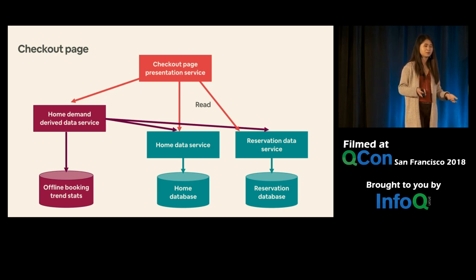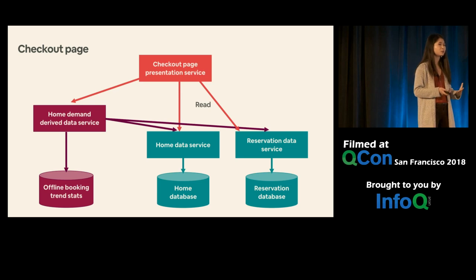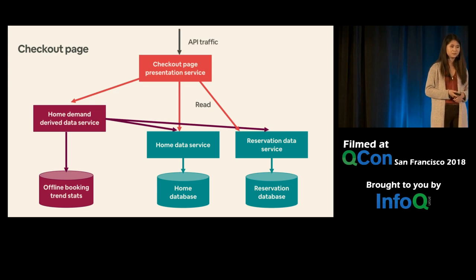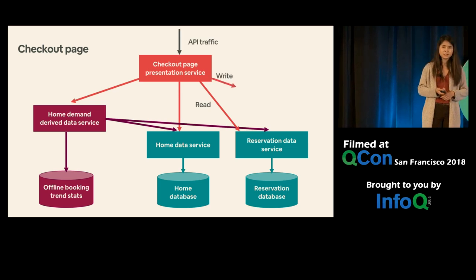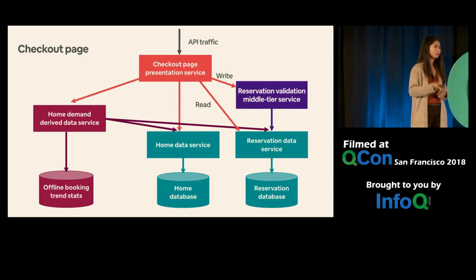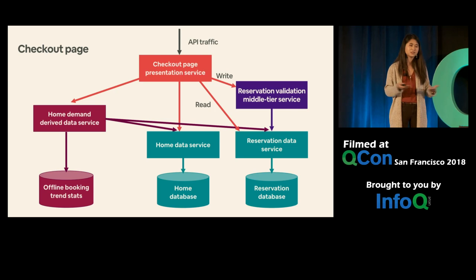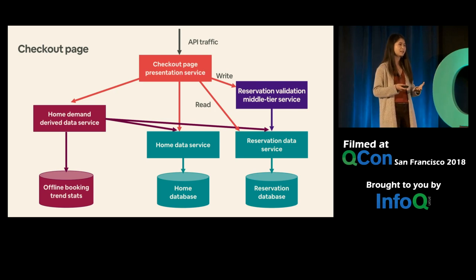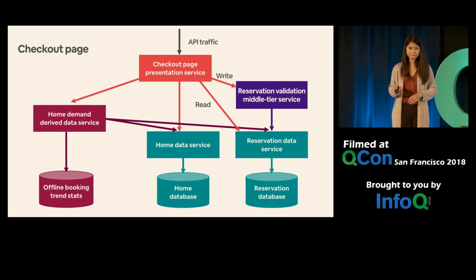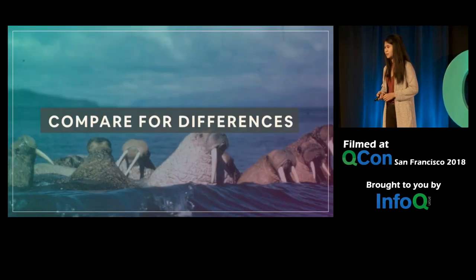Say I do book the reservation. That means we're going to write to our reservation model. This goes through the reservation validation middle tier service, having the shared logic of how to validate rights to the reservation data.